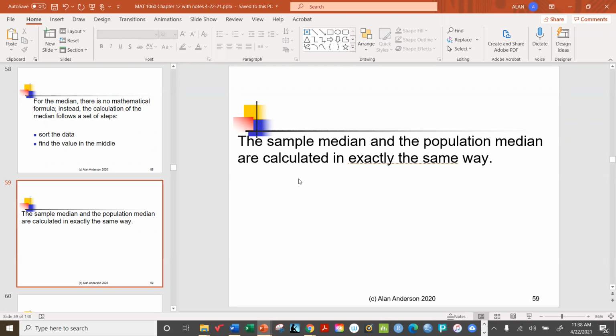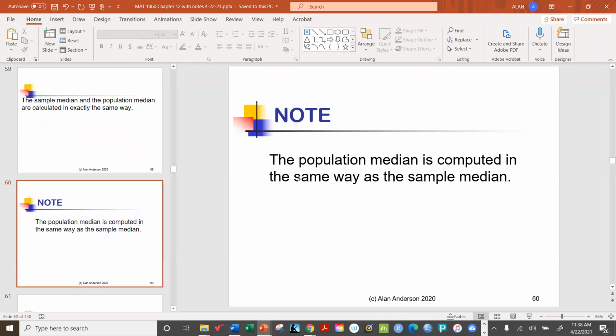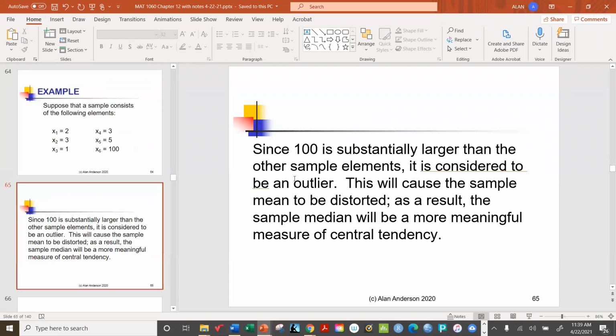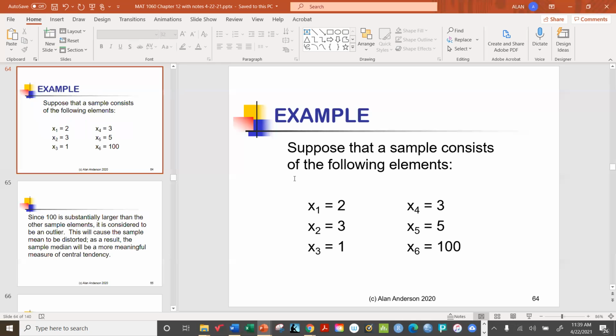Now, we also discussed when you might prefer to use the median to the mean, and that was in the event that we had outliers in our data. So remember, outliers are extremely large or small values. And so we'll skip ahead and look at this example we had here, where we've got 6 elements, but one of them is clearly way above the others.